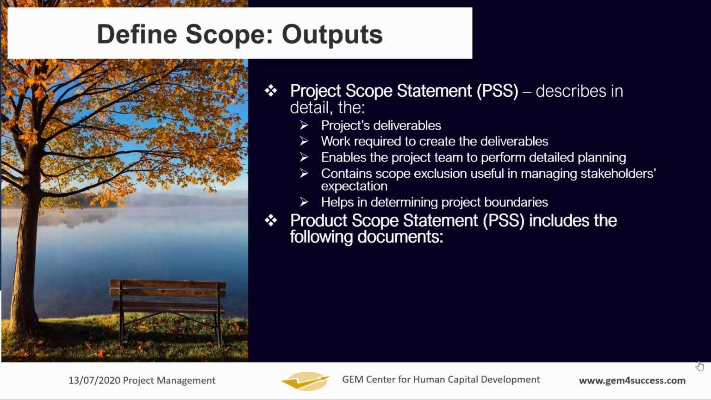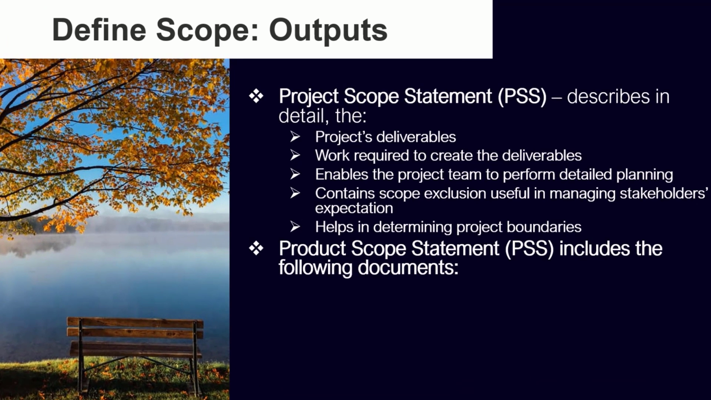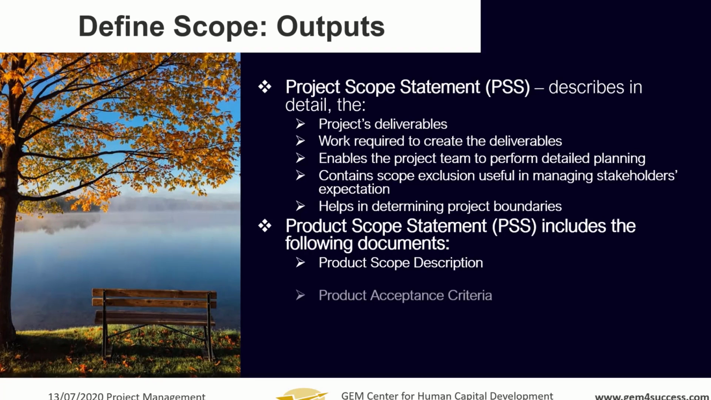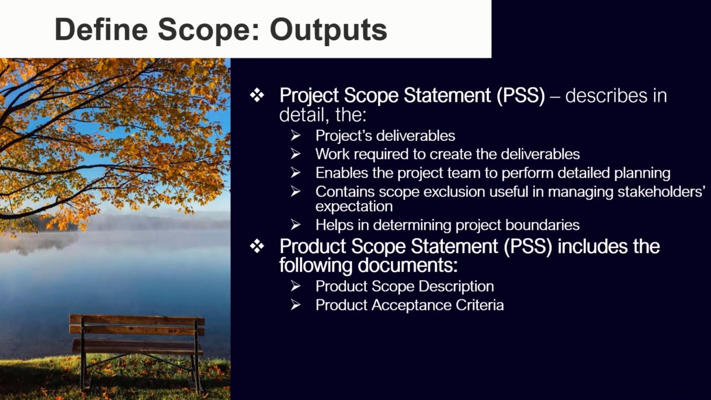Yeah, project boundaries. So you have product scope statement too. Just as you have the scope of the project, you also have the scope of the product that is containing the core features of the product of the project. So you have product scope description, product acceptance criteria, the project deliverables, the project exclusion, the constraints, and assumptions.